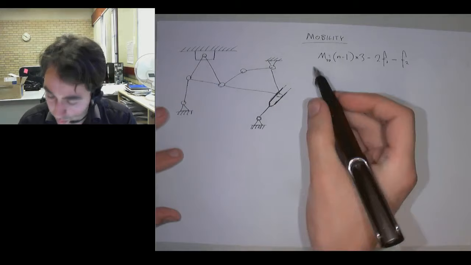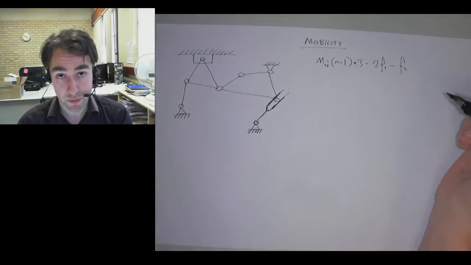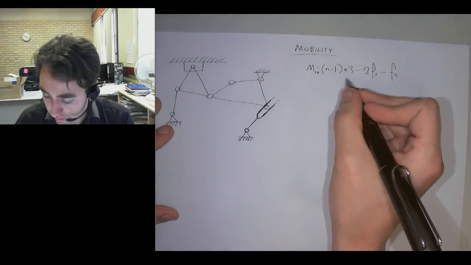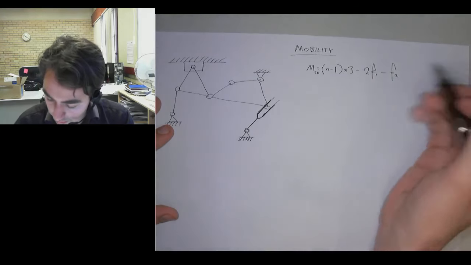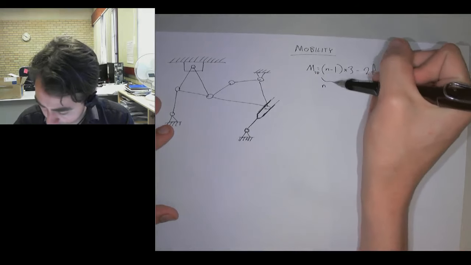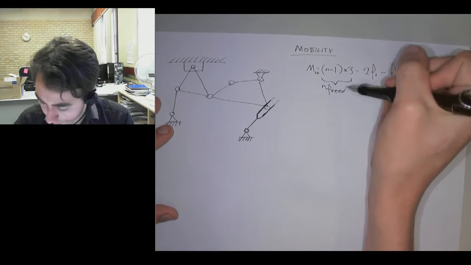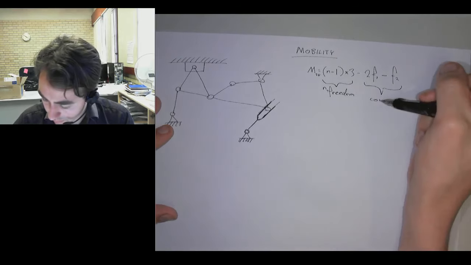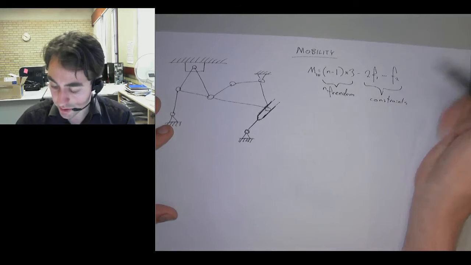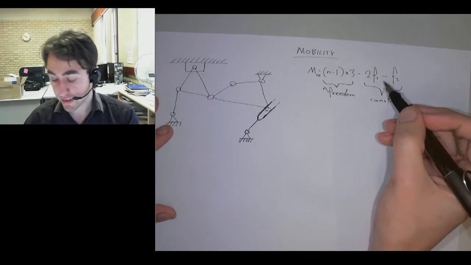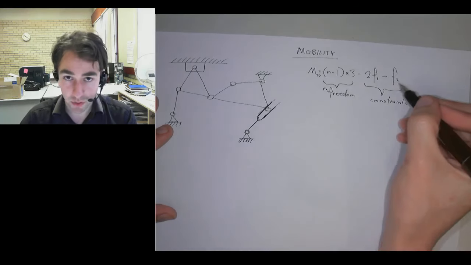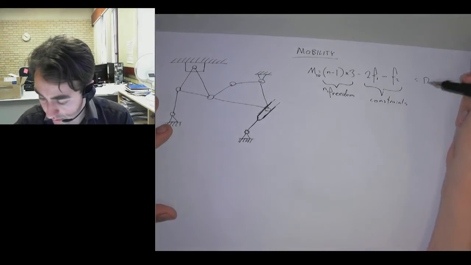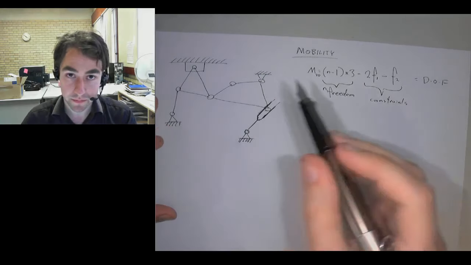So to start with, we'll take a look at the mobility equation for a 2D situation. So it's going to be n minus 1 multiplied by 3, where n is the number of links. So this will be our freedoms, and these will be our constraints. So this is going to be minus 2 times the number of single degree of freedom joints, minus 1 times the number of 2 degree of freedom joints. And this will give us the overall degrees of freedom of the mechanism.